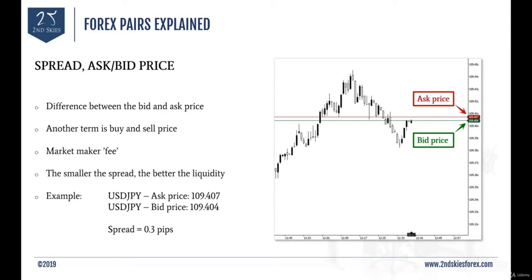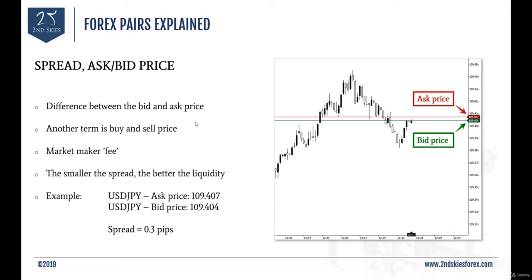But it's just important for you to understand that the spread is the difference between the bid and the ask price. Another term for bid and ask is buy and sell price. So as I mentioned, this is the market maker fee. The smaller the spread, the better the liquidity. And this is what we talked about with majors and minors.